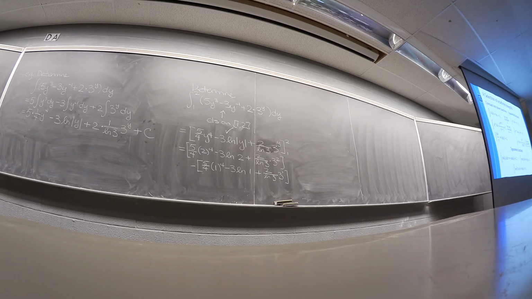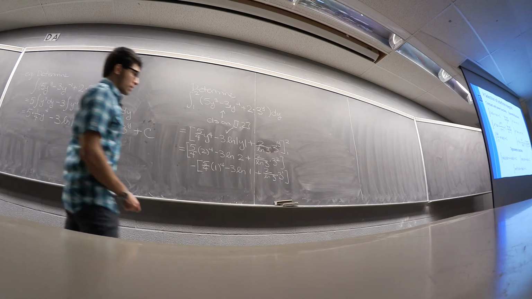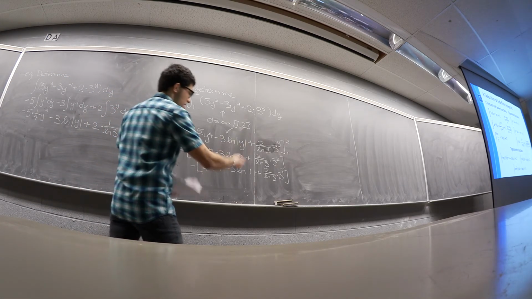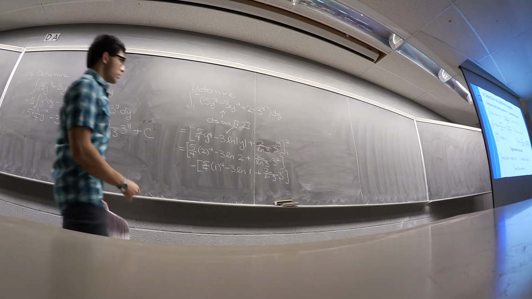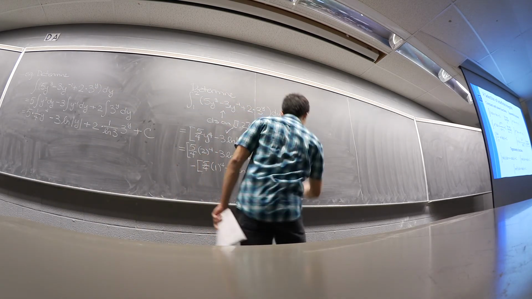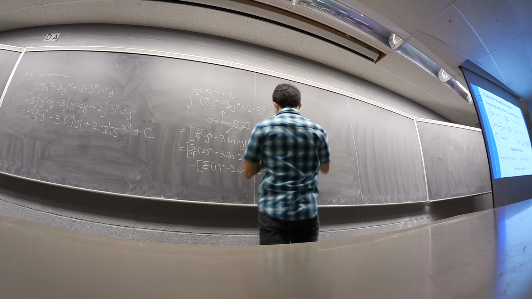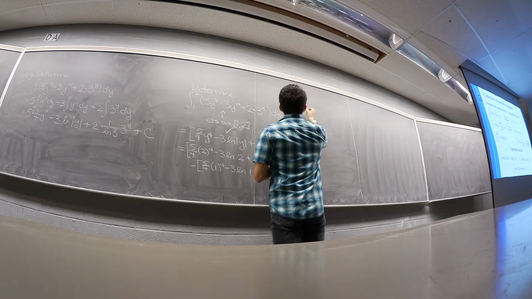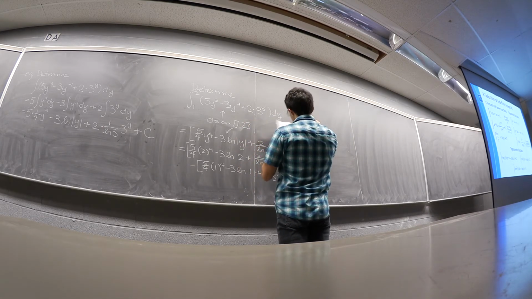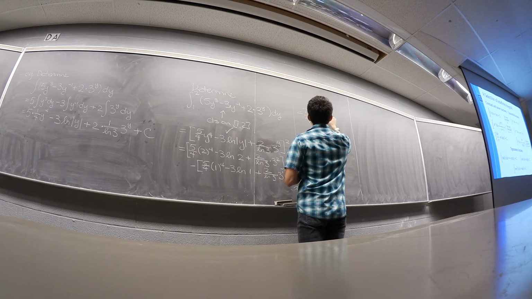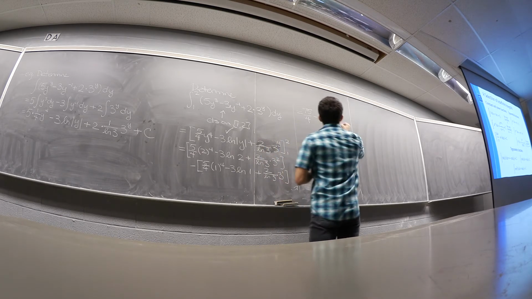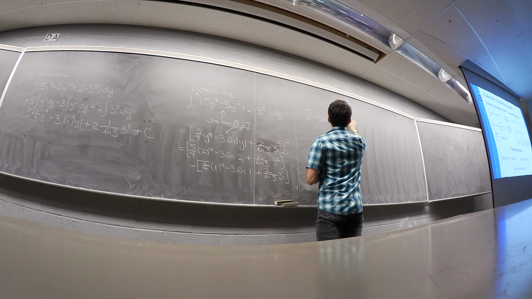No mistakes? All right, evaluate this thing. What's nice is that this guy's going to be 0, so that drops out. The rest of it we have to do, and we get the answer: 75 over 4 minus 3 ln 2 plus 12 over ln 3.